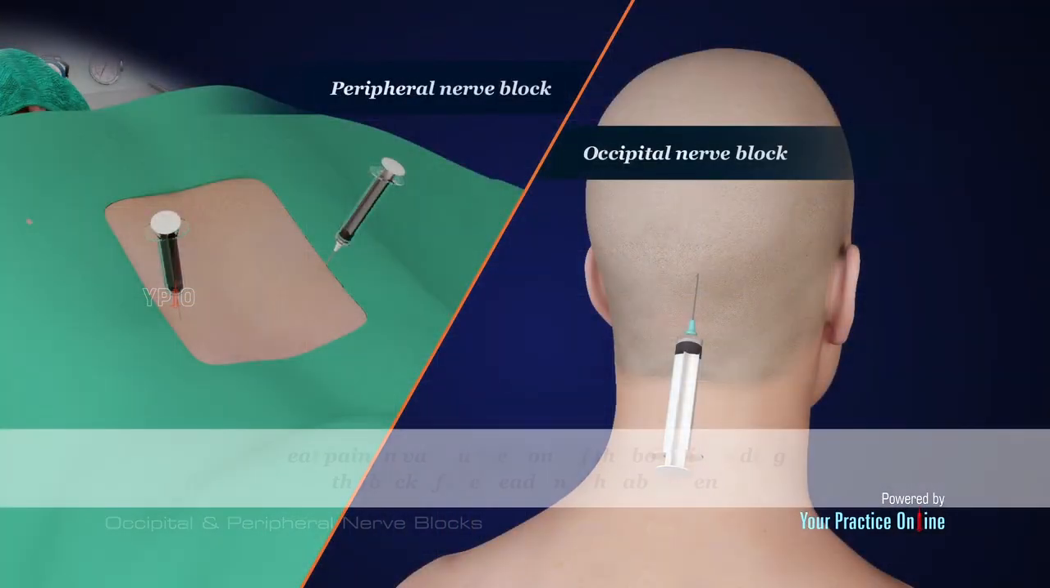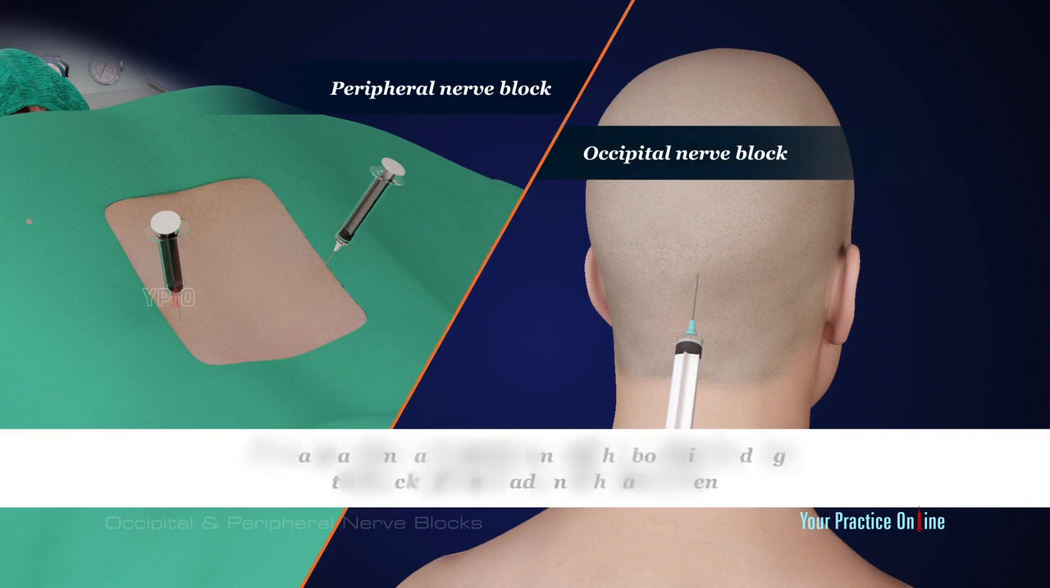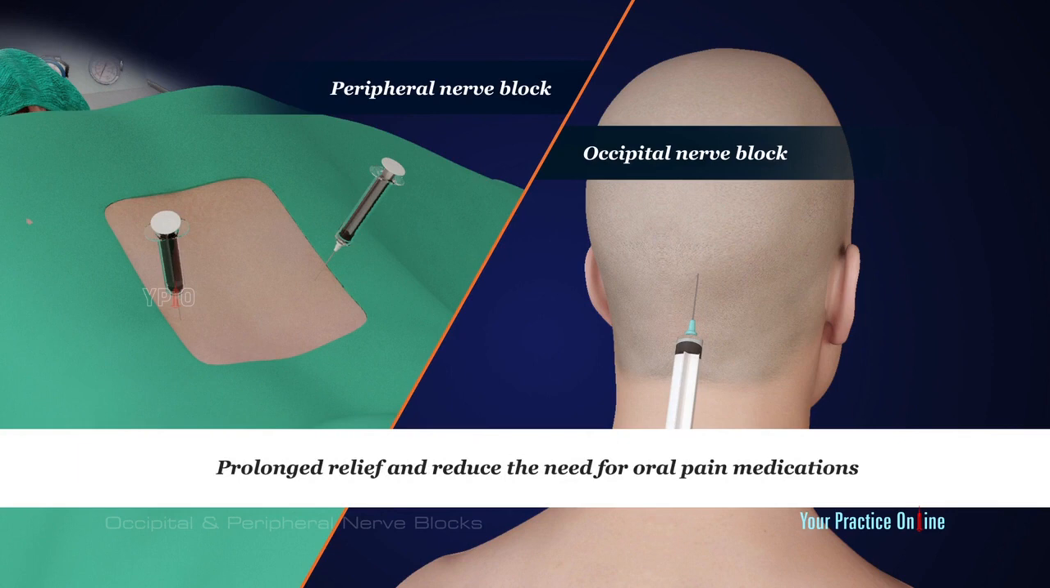Occipital and peripheral nerve blocks are used to treat pain in various regions of the body, including the back of the head and the abdomen. They can produce prolonged relief and reduce the need for oral pain medications, which can have adverse side effects.